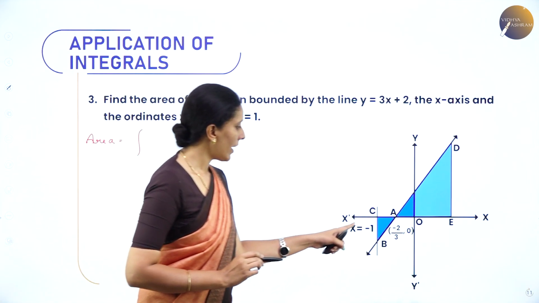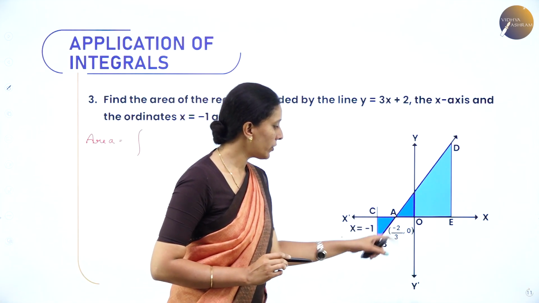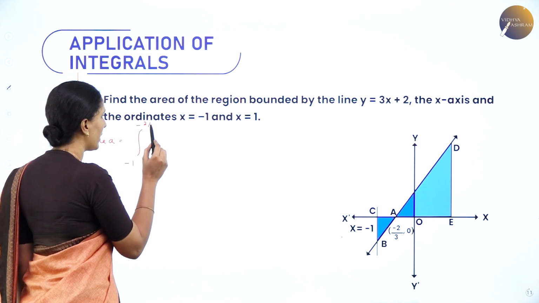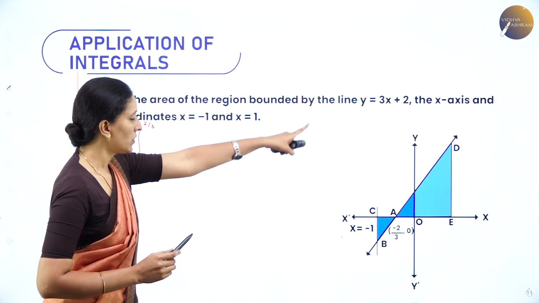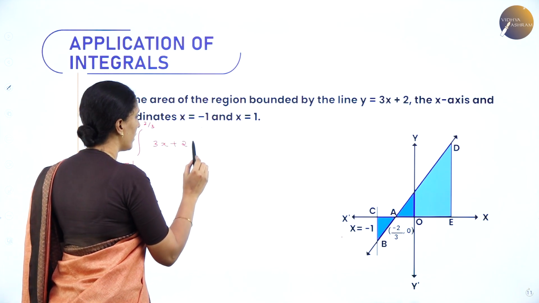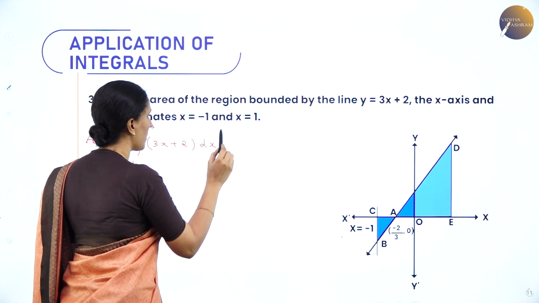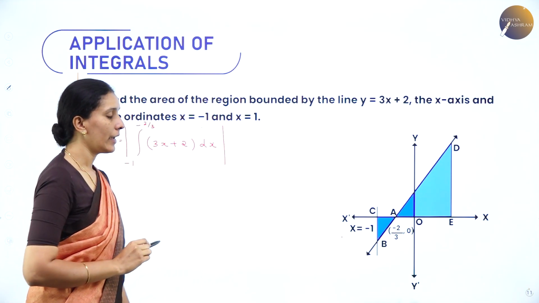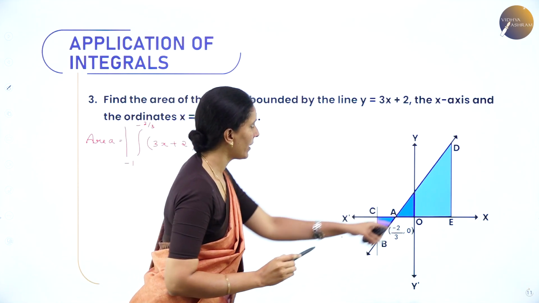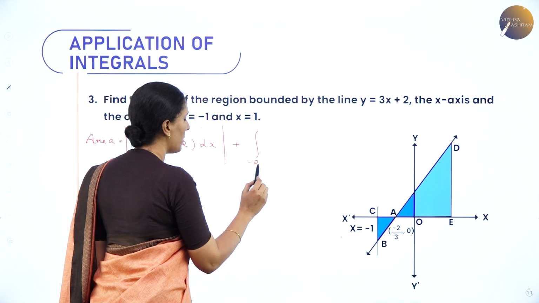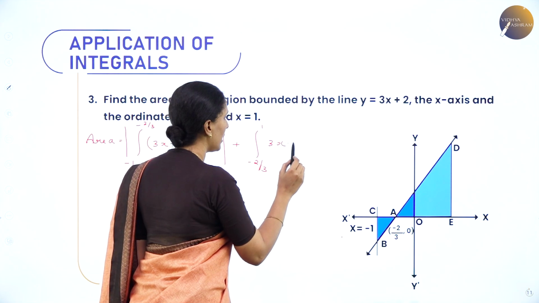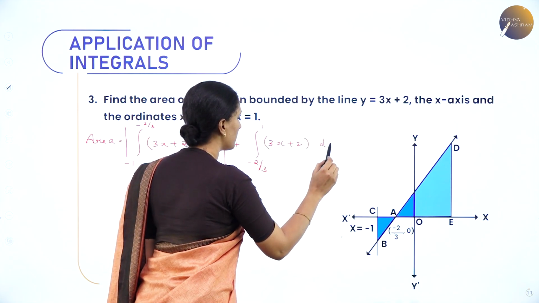Area is equal to integration from x is equal to minus 1 to x is equal to minus 2 by 3, f of x dx, where f of x is 3x plus 2, dx, under the modulus because the area lies below the x-axis, plus again the integration from minus 2 by 3 to 1 of f of x dx, which is 3x plus 2 dx.